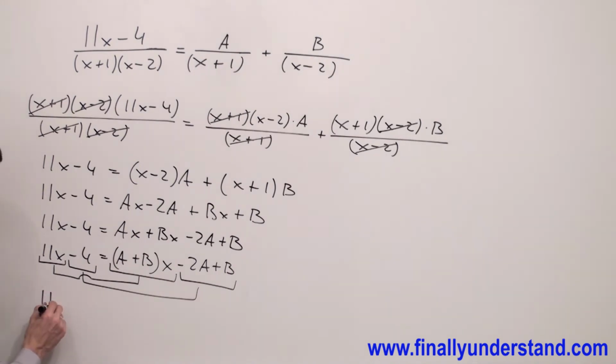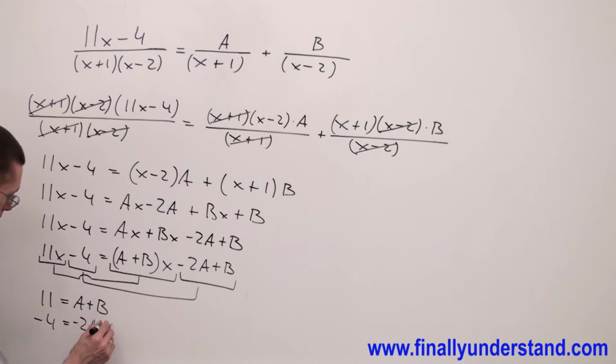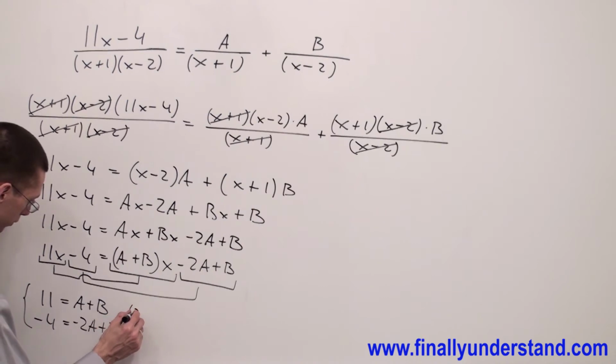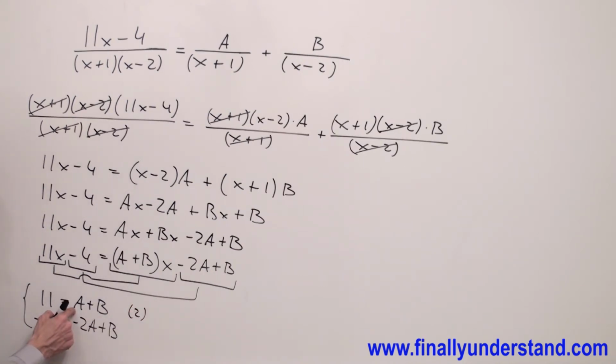So what are we supposed to do? Simply write 11 must be equal to a plus b. And look at the constants. I have minus 4 has to be equal minus 2a plus b. Now, I have two linear equations. We're supposed to solve these two equations for a and b. How I can do that? I can use the elimination method, and by multiplying the top equation by 2, I'm going to eliminate a first.